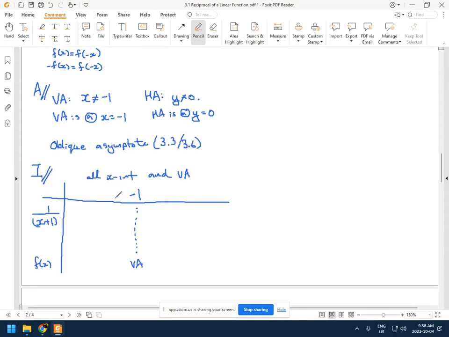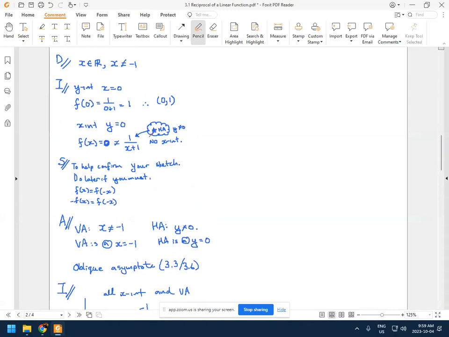So this is VA, so you can't touch that. So a number under -1, let's choose -100. 1 over -100 plus 1, that's going to be a negative. So my function is going to be negative here. How about this side? So a number bigger than -1. Why not 0? 1 over 1 is a positive. So my function is going to be a positive. To the left of my vertical asymptote, I will have a negative side of the curve. To the right of my vertical asymptote, I will have the positive side of my curve.